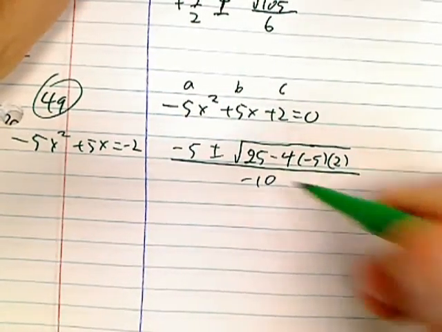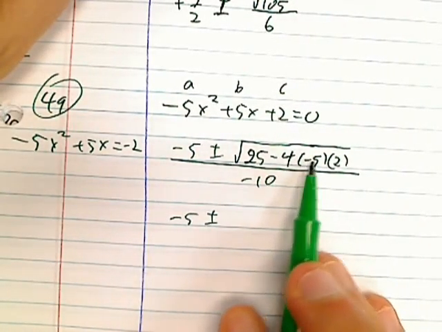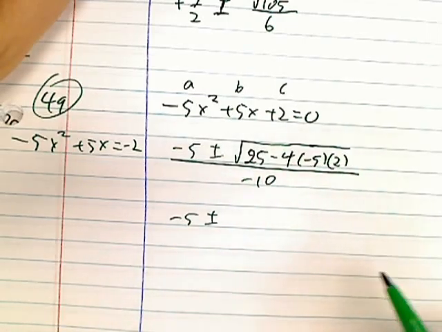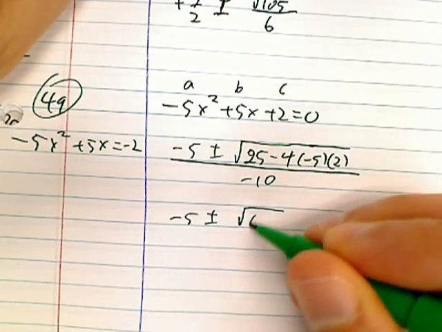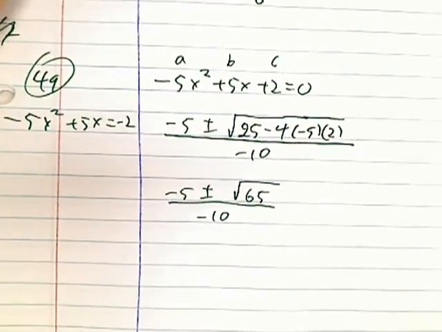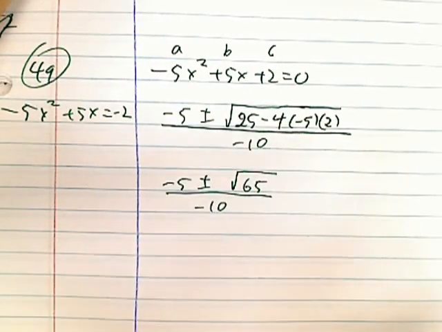Over negative 10. So negative 5 plus or minus. This will be 20, it'll be 40. So 25 plus 40 is 65. And I really should get the answer key here to make sure this is right. Did they distribute the negative 10?